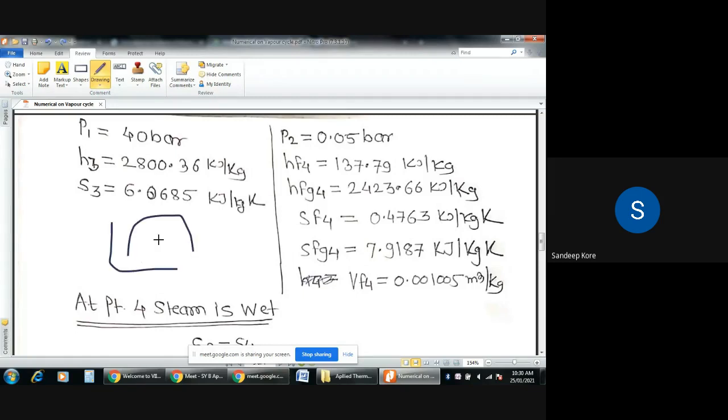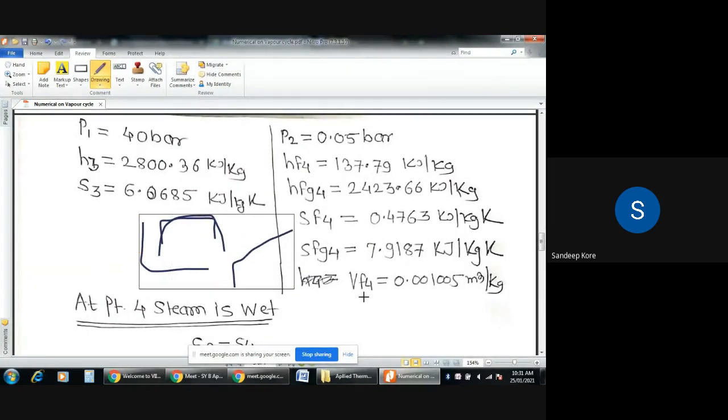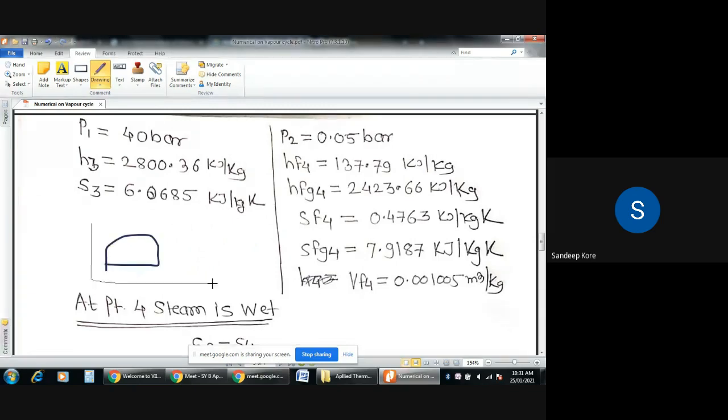So this is the TS diagram, 1 to 2. It will be like this. Sorry, it will be like this. This is your TS diagram.